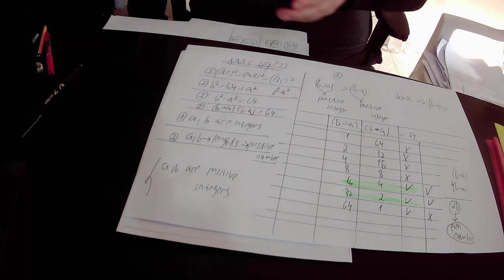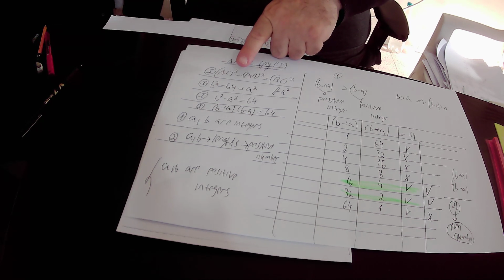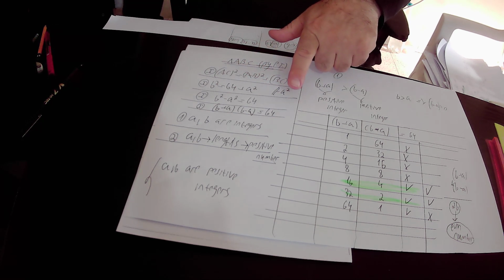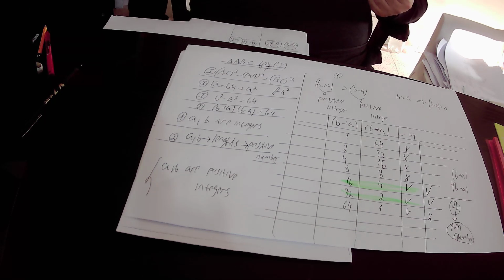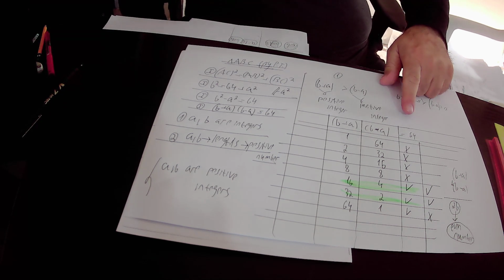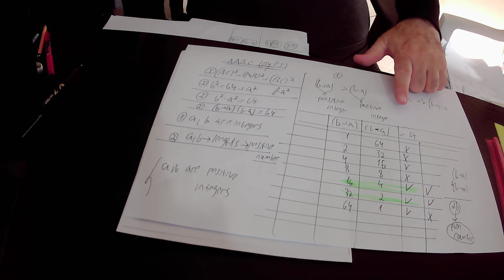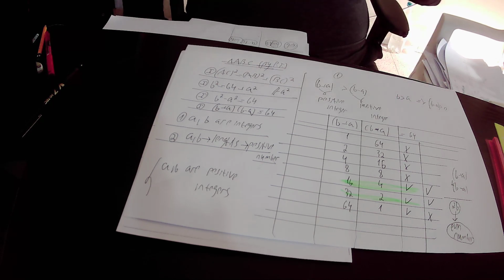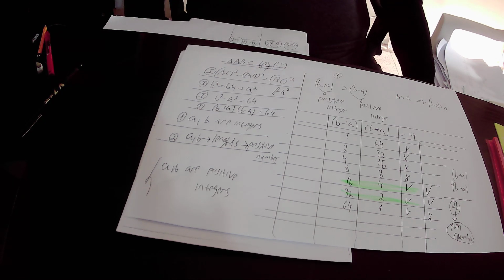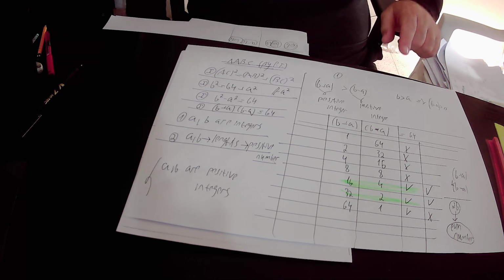So according to equation number 1, B plus A times B minus A equals 64. We multiply two positive integers, B plus A and B minus A, and according to equation number 1 the result is 64. Then we wrote down all the possibilities for two positive integers that, if we multiply them by each other, the result will be 64.